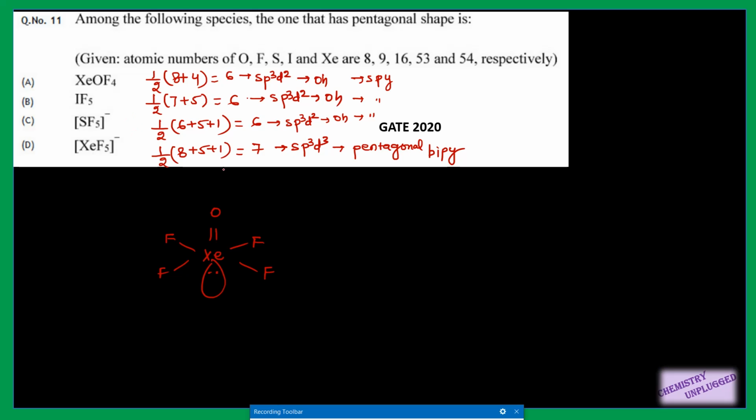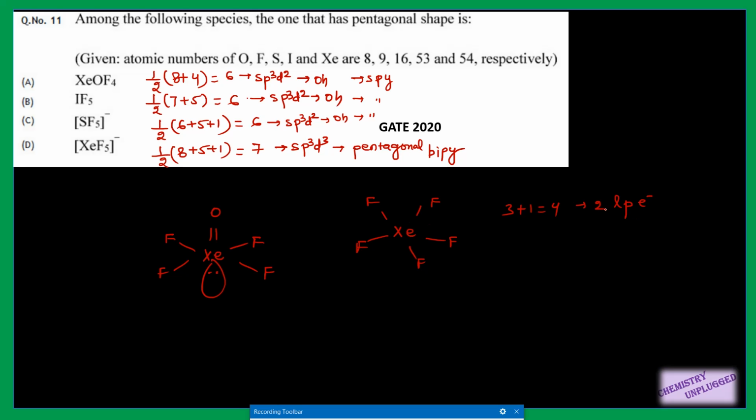right? But in this case, if we are placing all these fluorine in this direction in the shape of a pentagon, then this xenon has 2 lone pairs of electrons, right? In the beginning it has 8, 5 are used in sigma bond formation, 3 left, right? And 1 is due to this negative charge, so the total number of electrons which are not participating in bonding is 4, means 2 lone pairs of electrons.